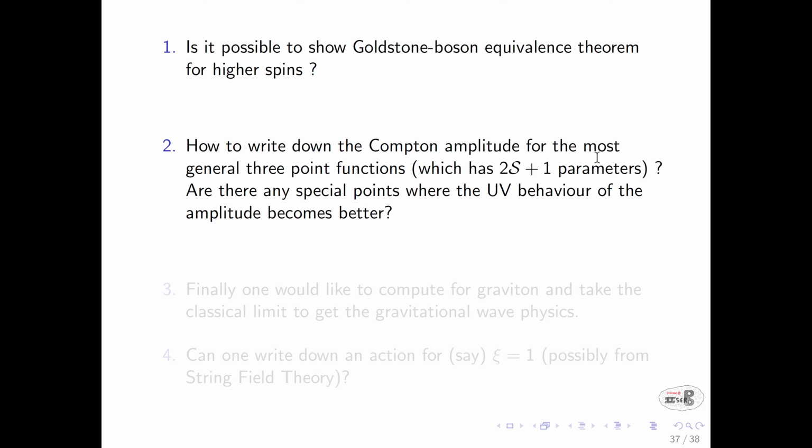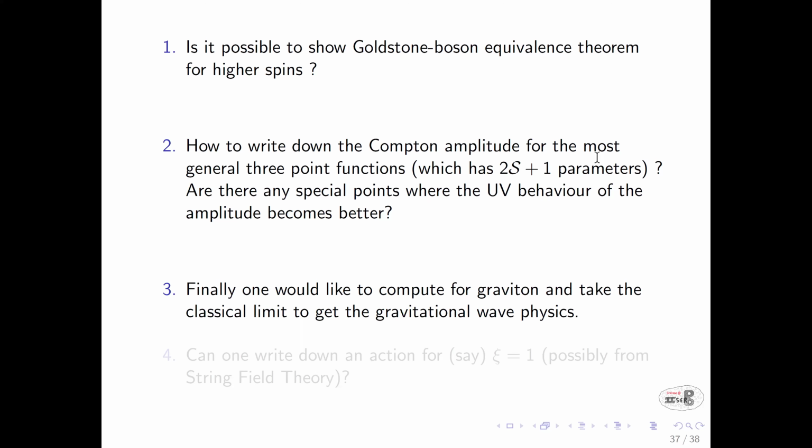The second point is this space of 3-point functions. Is there a special point where the UV behavior becomes better? For that, we need this whole 2s plus 1 dimensional answer and then check whether there is a special point where something special happens. Maybe that will help. I don't know. Finally, one would like to compute the graviton and take the classical limit for gravitational wave physics.